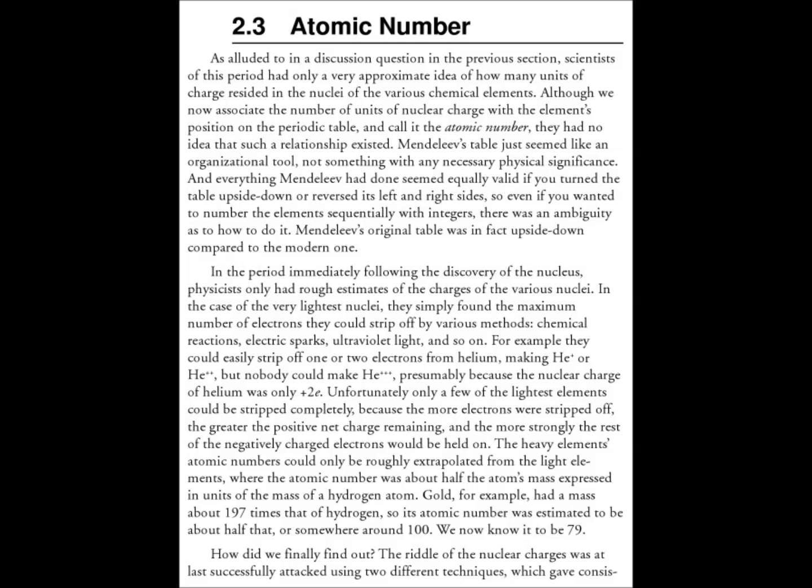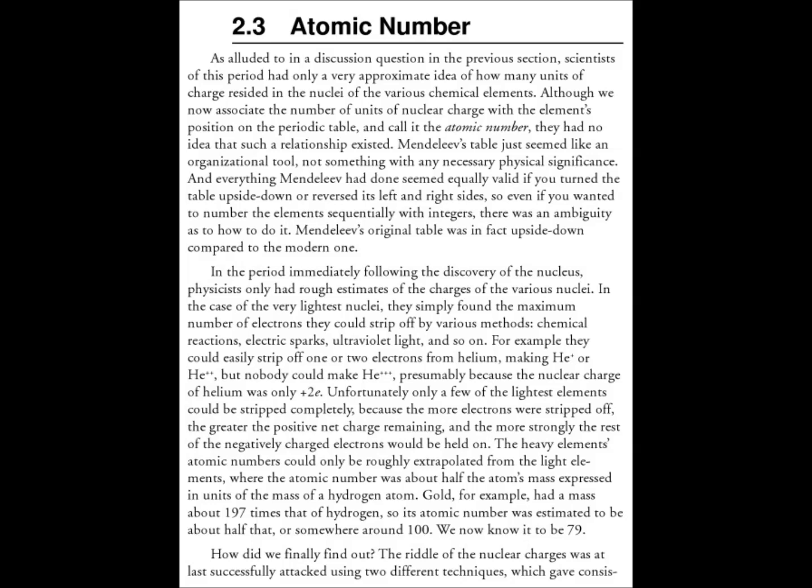2.3 Atomic Number. As alluded to in a discussion question in the previous section, scientists of the period had only a very approximate idea of how many units of charge resided in the nuclei of the various chemical elements. Although we now associate the number of units of nuclear charge with the element's position on the periodic table and call it the atomic number, they had no idea that such a relationship existed.